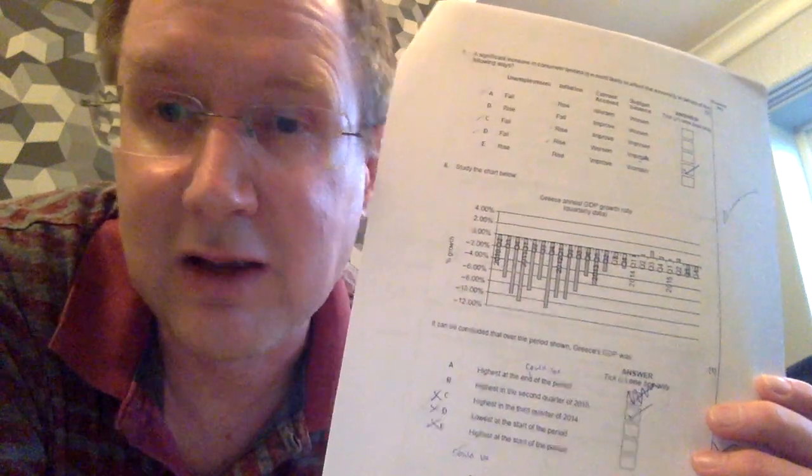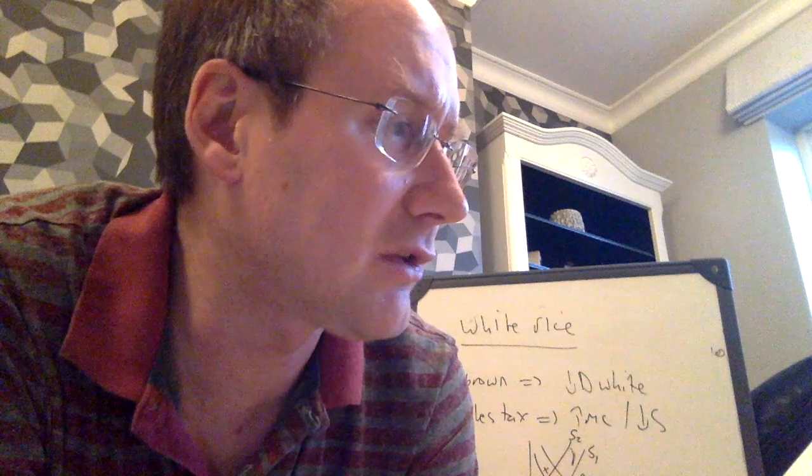So lots of popular answers were... The answer to this one, this person put as B. GDP is highest in the second quarter of 2015. That's quite tempting, because there have been some small periods of growth between 2014 and 2015, but there's no way that outweighs all this economic apocalypse here.